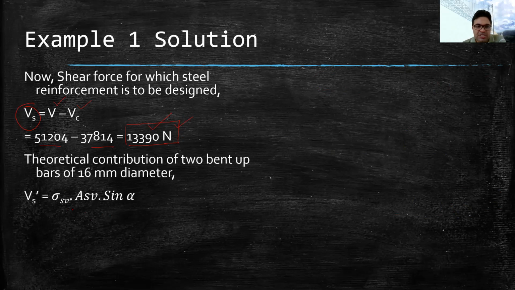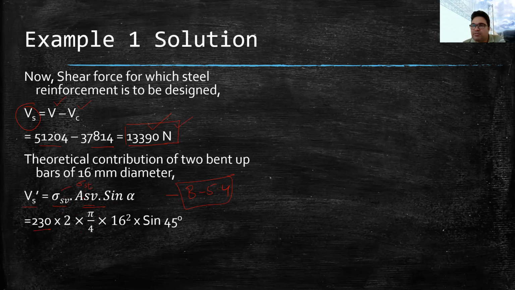So the shear force resisted by the bent up bar, we can find out using this relationship. I have already explained this relationship, it is given in clause B 5.4 of the IS code. So you can see this formula there, sigma sv into Asv into sine alpha. So in that, you can see sigma sv is the permissible stress in the steel, which is equivalent to sigma st. Okay, so this is 230.